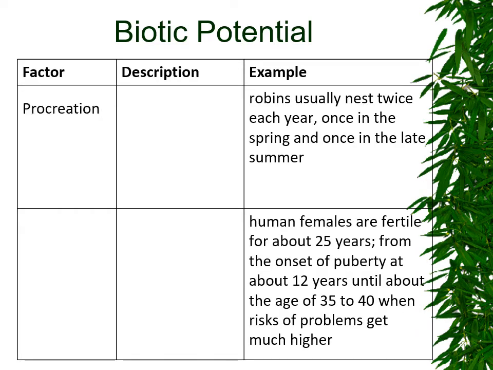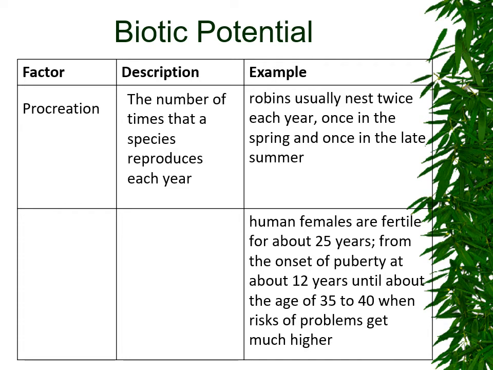The third factor is your procreation: the number of times that a species reproduces each year. Robins will nest twice a year, in the spring and late summer. Rabbits can have 1 to 7 litters in a year. Deer generally reproduce only once a year, in the spring. So different species differ in the number of times they reproduce each year.